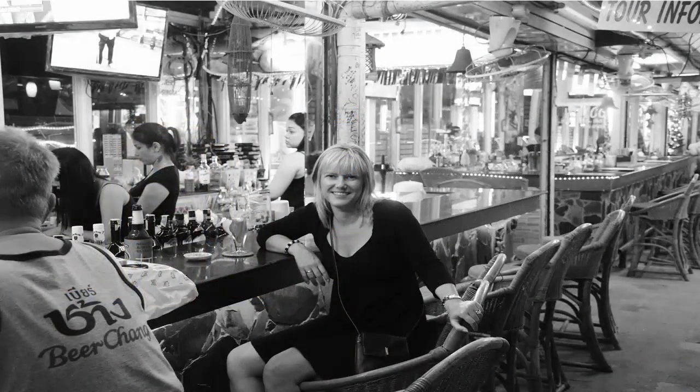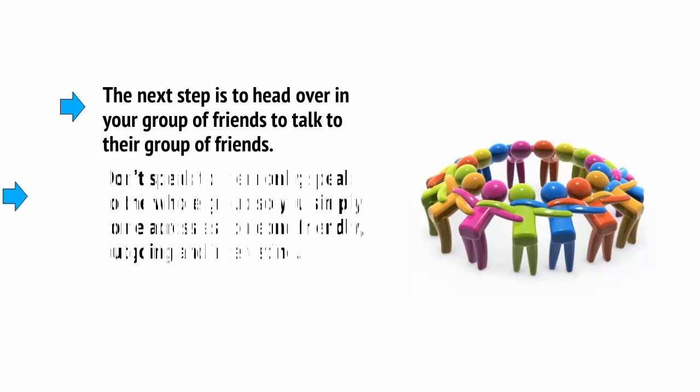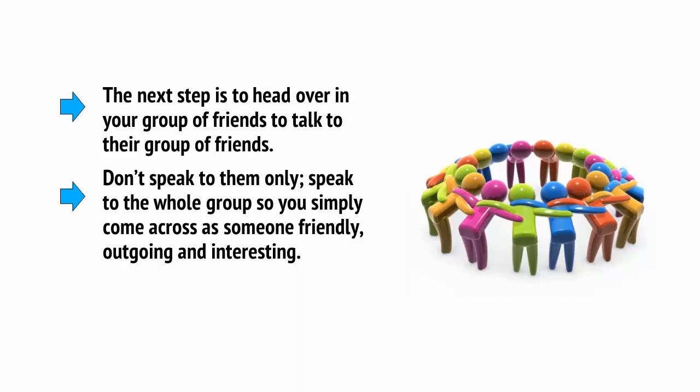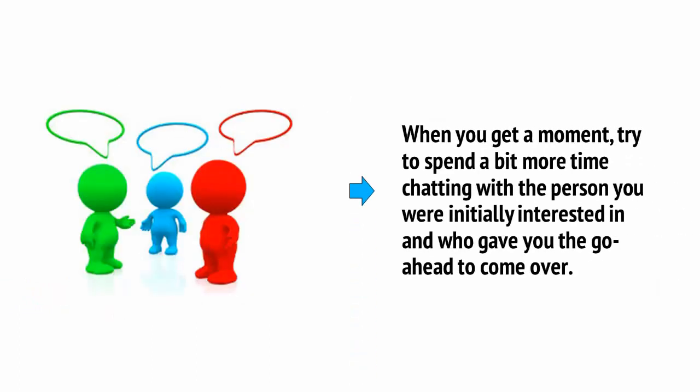If they smiled, though, then you can probably relatively safely approach them. Now, that doesn't mean they're necessarily into you, but it means at least they're open to the idea of chatting with you. So, the next step is to head over in your group of friends and talk to their group of friends. Don't speak to them only. Speak to the whole group so you simply come across as someone friendly, outgoing, and interesting. Likewise, let your friends mingle with their friends too. When you get a moment, try to spend a bit more time chatting with the person you were initially interested in and who gave you the go ahead to come over.